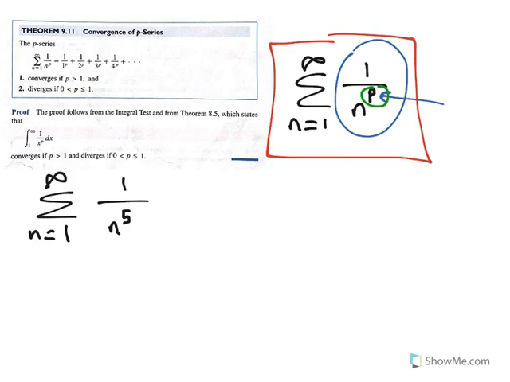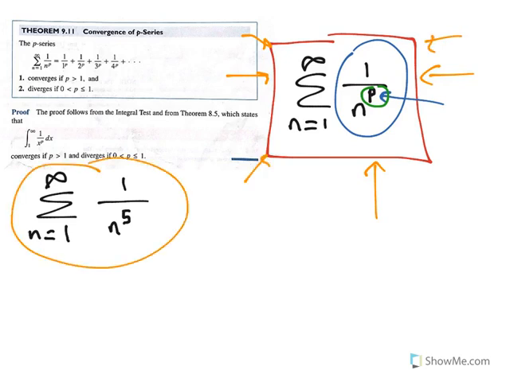So here is our first example, and it has the exact form that we have here, so it's very easy for you to identify that what you have here is a P series, because the nth term is written as 1 over n to some fixed power, and that fixed power is 5, and that's our P value. So we have P is equal to 5, and because 5 is greater than 1, by this theorem, we know that this P series converges.